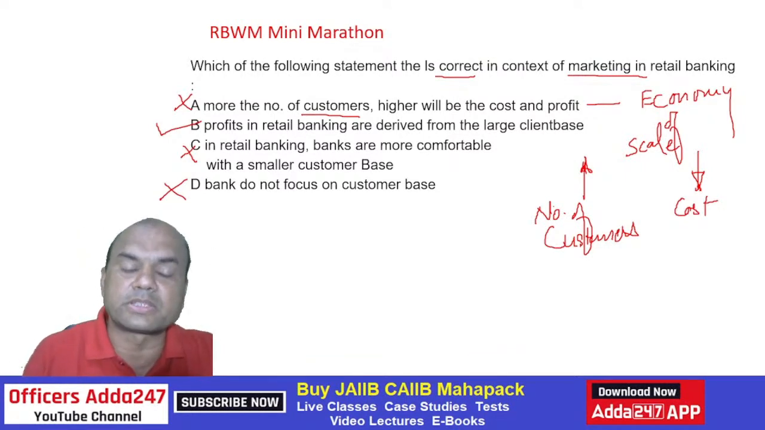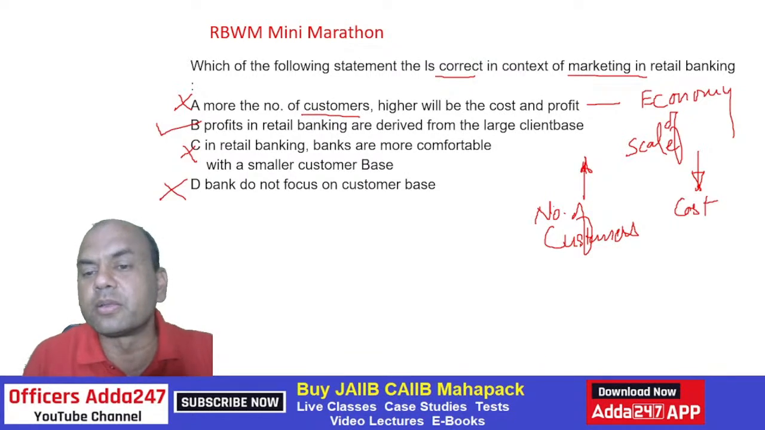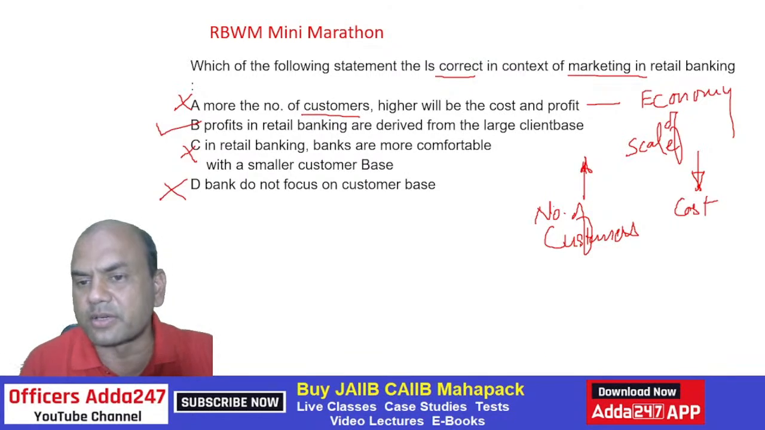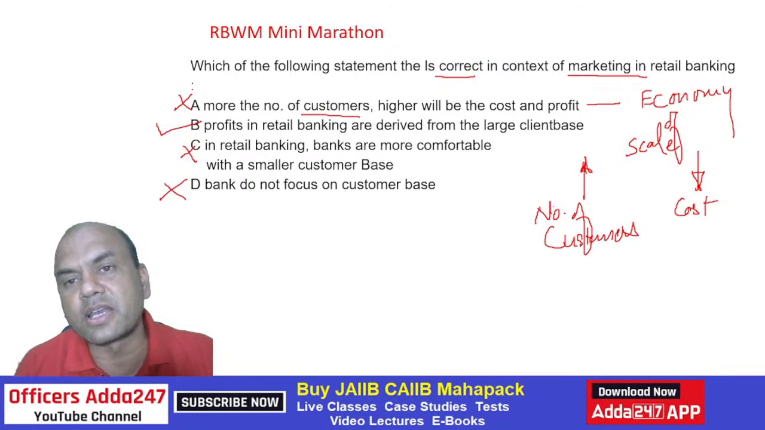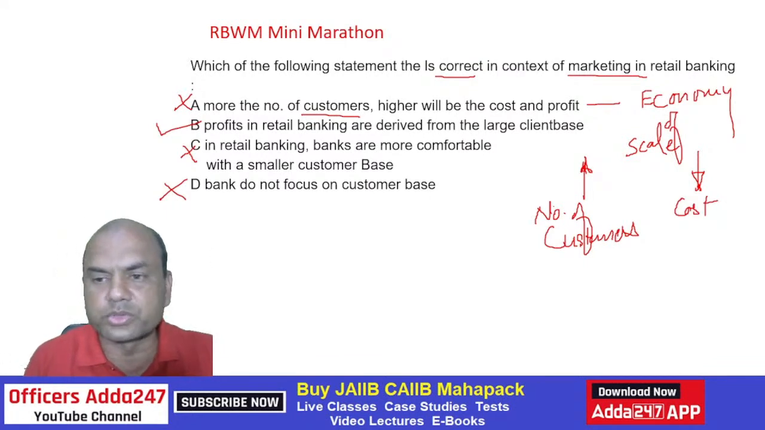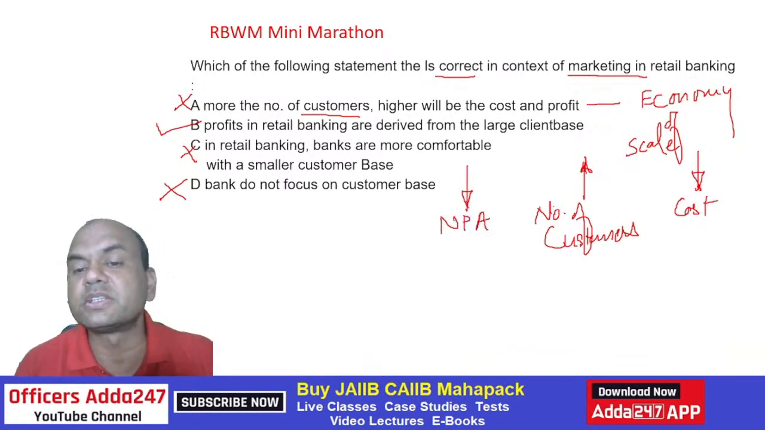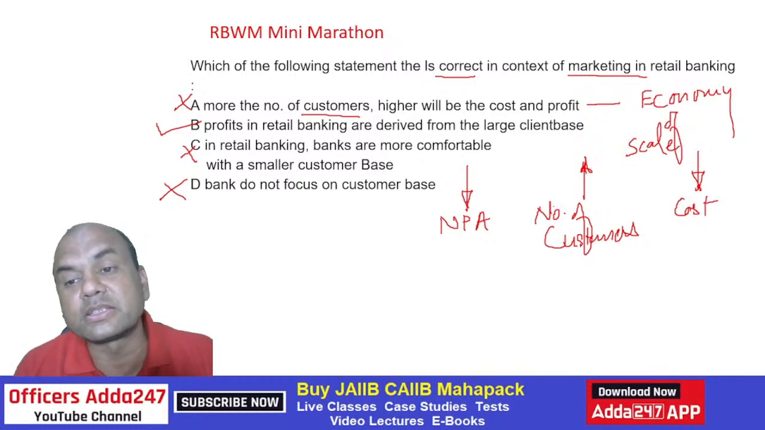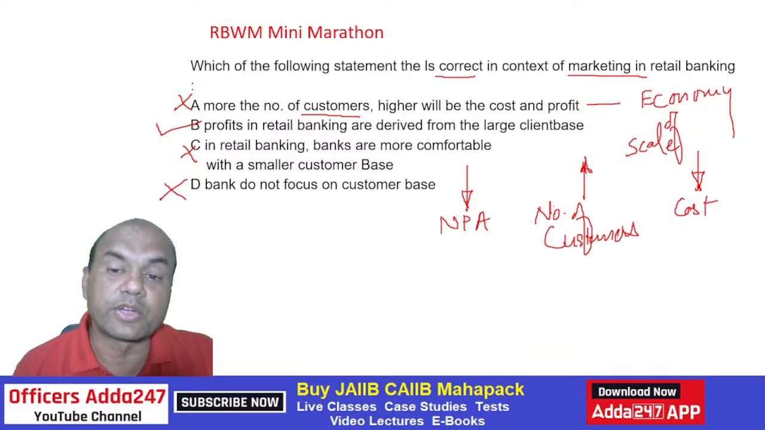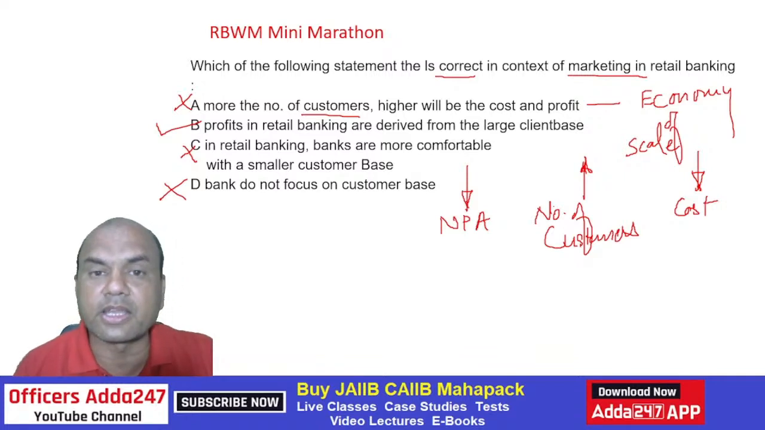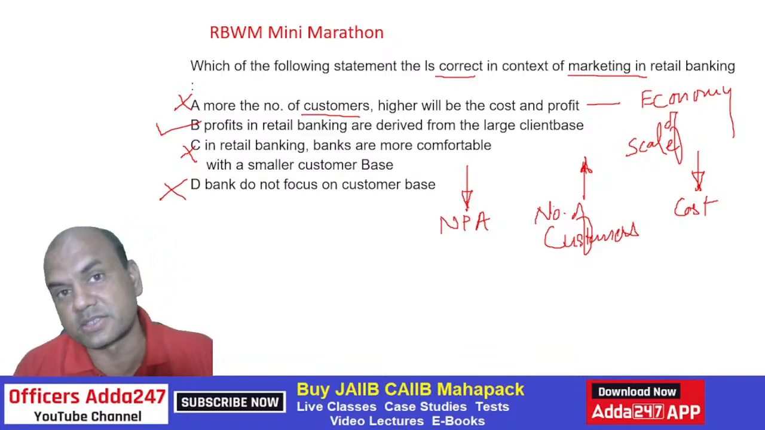See here, if the number of customers increases, then the cost goes down. And second is NPA. NPA chances are going down, because if there are more customers, we distribute the same money over a large customer base. So that's why NPA will decrease, cost will decrease, profitability will increase. Okay.